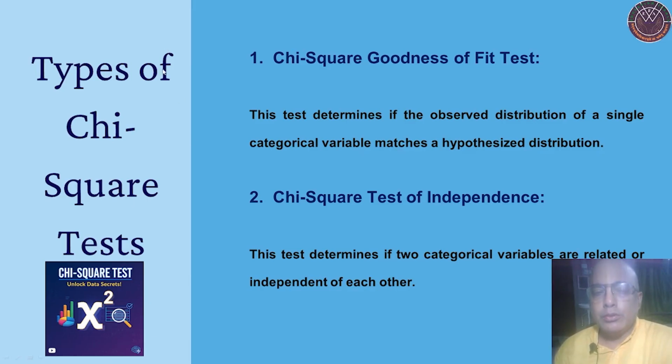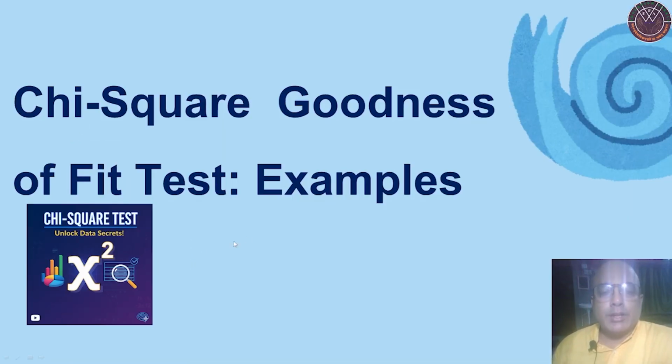So these two types of situation occur. One is the goodness of fit test and the other is the test of independence. Both tests are used whenever you are doing chi-square test. These are the main types of test in chi-square. Now let us see the chi-square test of goodness of fit.